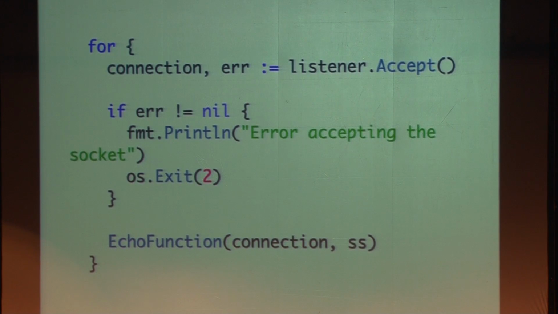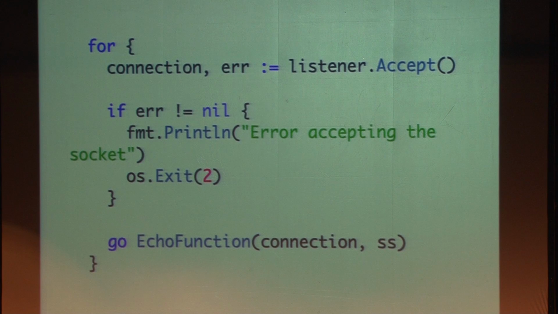Okay, here I have my listener which accepts a connection and returns me a connection and an error. I treat the error here and call the echo function passing the connection and the server storage. Okay, to make it a Go routine is easy like that. You just put the go keyword before your function call, and hey, you are running on a different Go routine.